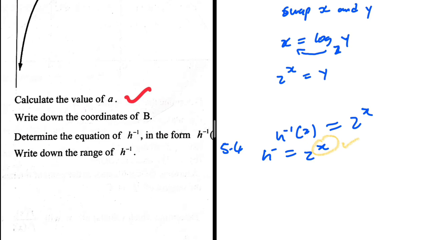So what am I saying? I'm saying that the range here, y, is greater than 0. H inverse cannot be 0. H inverse cannot be negative. y is greater than 0 all the time for H inverse.